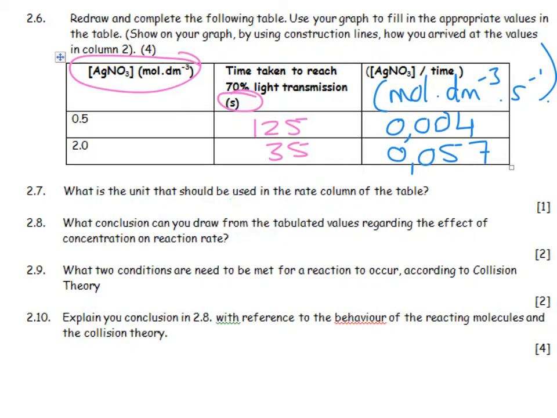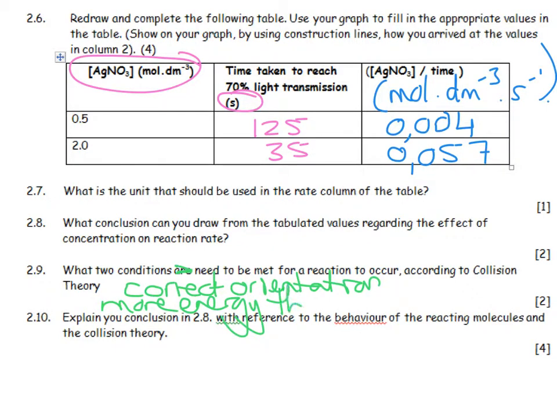What is the unit that should be used? We've just discussed that. If I'm taking moles per cubic decimeter and dividing it by seconds, I get mole per cubic decimeter per second. What conditions need to be met for a reaction to occur according to collision theory? And it's about how they collide. They must collide with the correct orientation and with more energy than the activation energy.